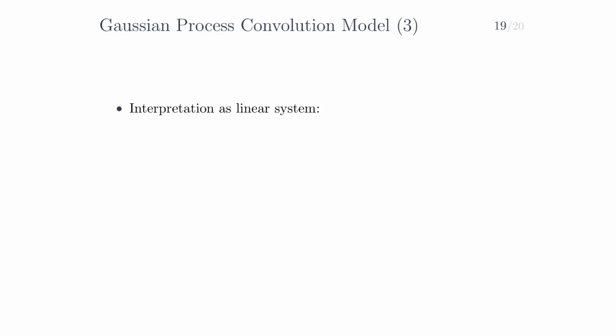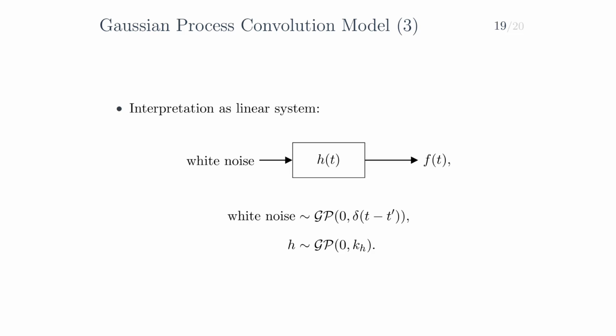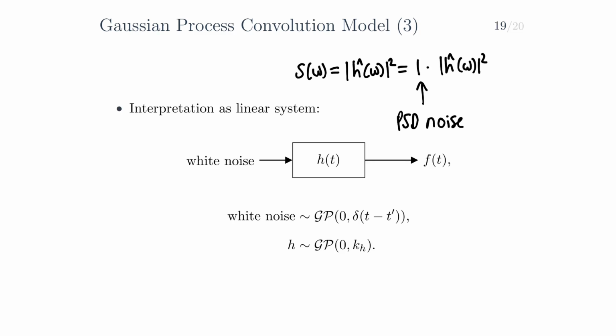The Gaussian process convolution model admits an interpretation in terms of linear systems. Since the PSD of the Gaussian process convolution model is given by this expression here, which clearly is equal to 1 times this expression here. And 1 is the power spectral density of white noise. We find that the GPCM can be interpreted as a linear system where we pass white noise here, which is modeled as a GP with a Dirac delta kernel, through a linear system with impulse response H, the inverse Fourier transform of this, and then out comes the function modeled by the GPCM. Additionally, H has a GP prior, as assumed by the GPCM.